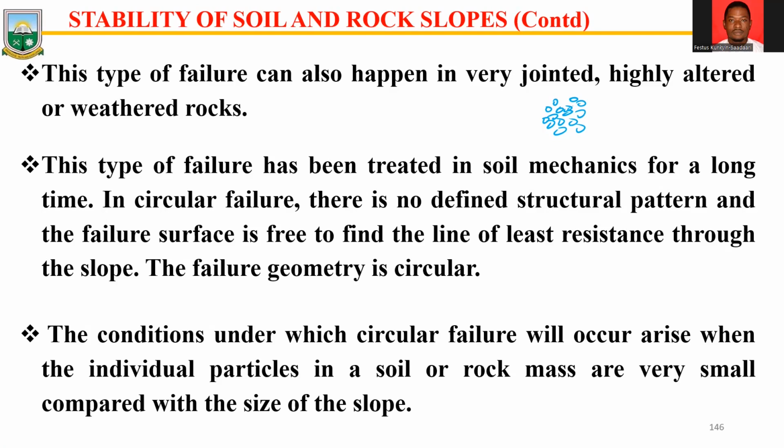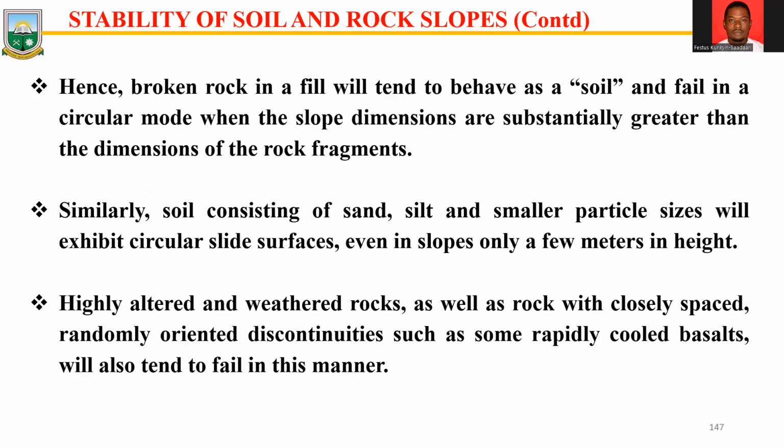So the conditions under which circular failure will occur arise when the individual particles in the soil or rock mass are very small compared with the size of the slope. When the individual particles that are forming the formation itself are too small compared to the size of the slope, the broken material or the broken rock in a fill will tend to behave as a soil and fail in a circular mode when the slope dimensions are substantially greater than the dimensions of the rock fragments.